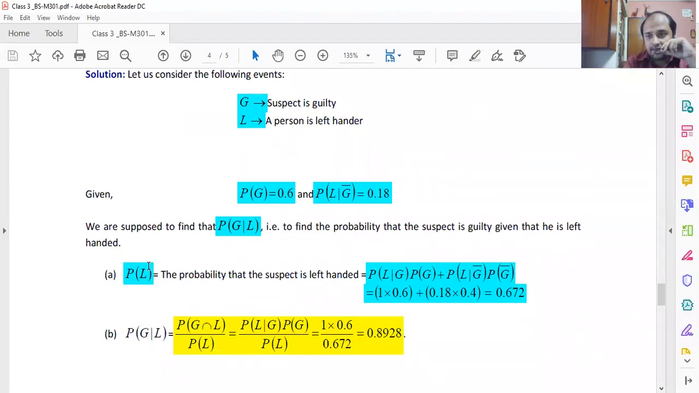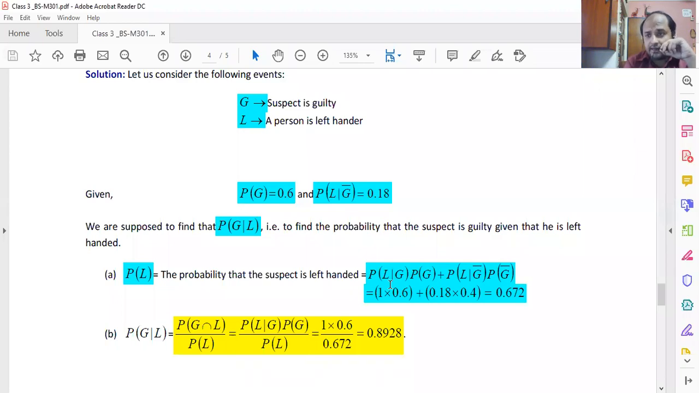That is the most important part in Bayes theorem problems. Finding the denominator is one of the most important parts after naming the events. Probability of L means what is the probability that the suspect is left-handed? There are two possibilities. Suspect is left-handed given that he is guilty, and suspect is left-handed given that he is not guilty. Suspect is left-handed given that he is guilty: this is a certain event and it is one.